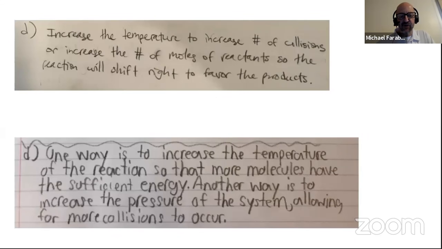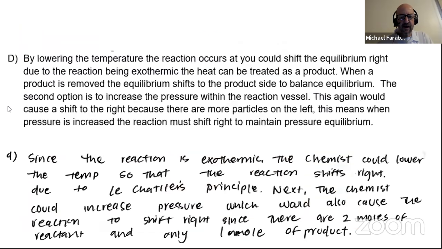All right, increase the temperature to increase the number of collisions, or to somehow increase the temperature so the molecules have sufficient energy. I think they're thinking about kinetics and not equilibrium. They're talking about somehow getting the molecules to collide or somehow giving them enough activation energy. So that's incorrect. And then watch out for this.